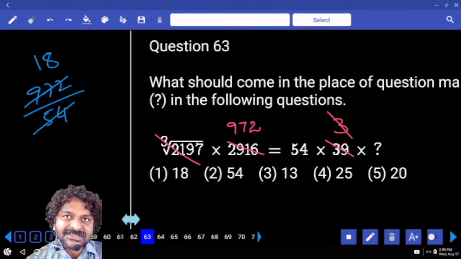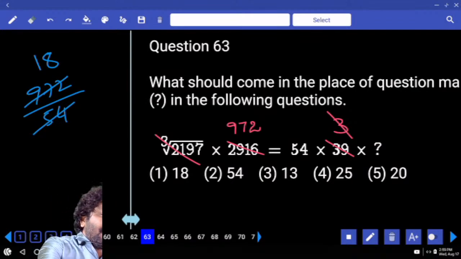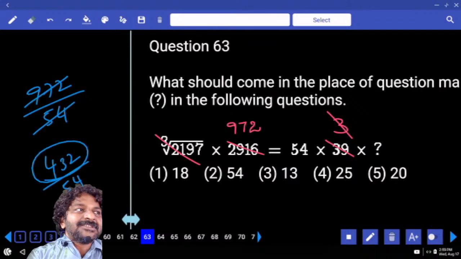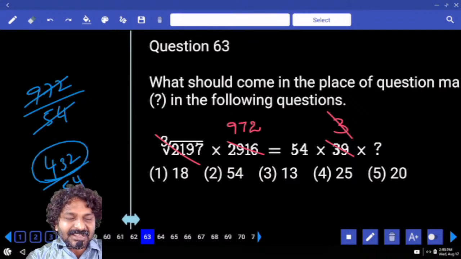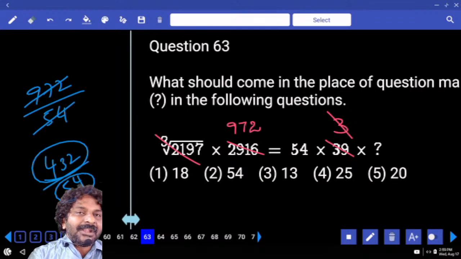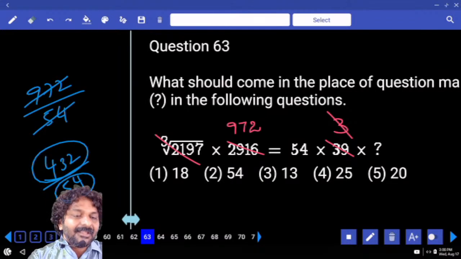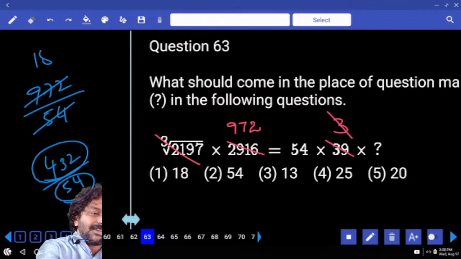Did you understand the last calculation? After one time how much is left? 432. Now this number should be divided by 54. In 400, how many 50s will be there? Now I am verifying the last digit. 4 into 8, 32, last digit verification also done. So the answer is 18.